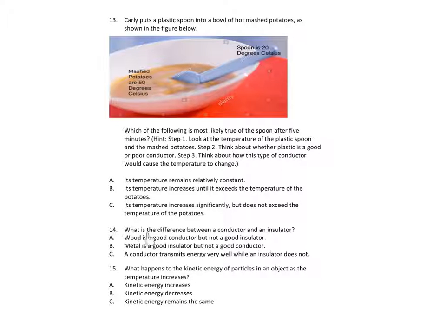Number 14. What is the difference between a conductor and an insulator? A. Wood is a good conductor but not a good insulator. B. Metal is a good insulator but not a good conductor. C. A conductor transmits energy very well, while an insulator does not. Number 15. What happens to the kinetic energy of particles in an object as the temperature increases? A. Kinetic energy increases. B. Kinetic energy decreases. C. Kinetic energy remains the same.